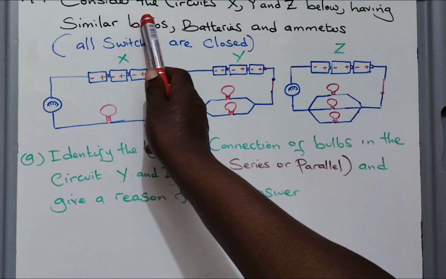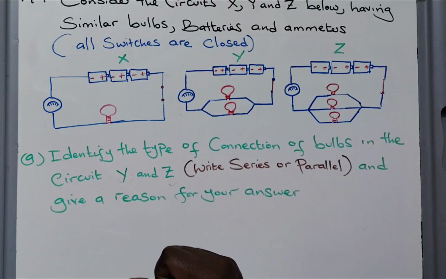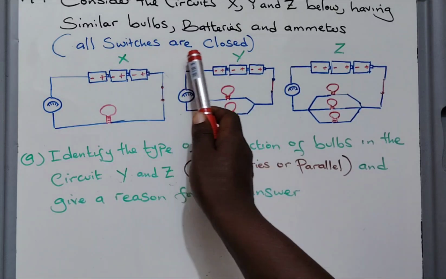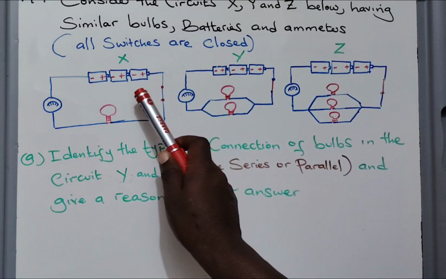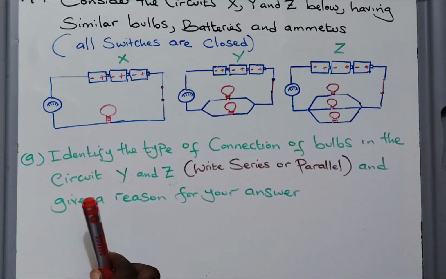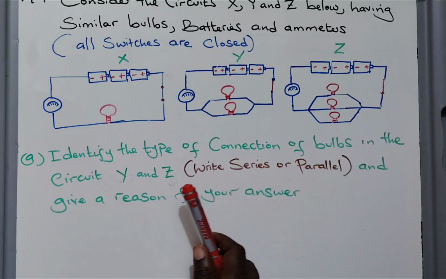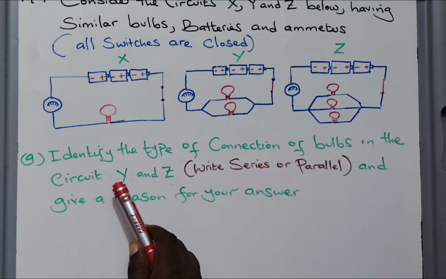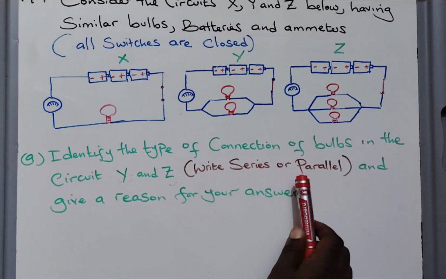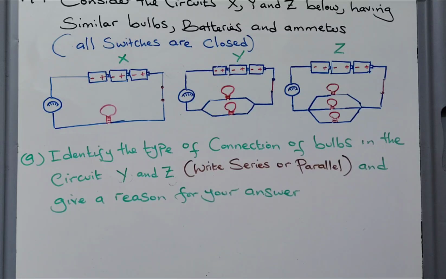This question says consider the circuits X, Y, and Z below, having similar bulbs, batteries, and ammeters. All switches are closed. So this is X, this is Y, this is Z. Then the question says, identify the type of connection of bulbs in circuits Y and Z. Write series or parallel and give a reason for your answer.